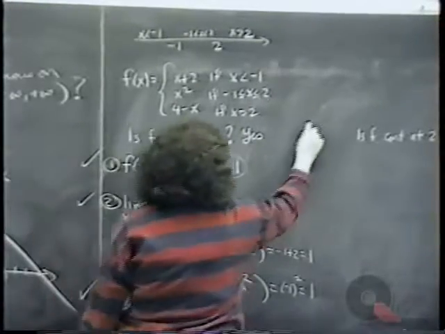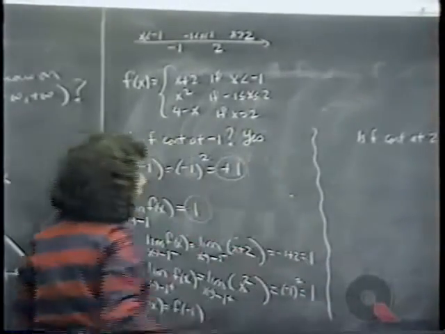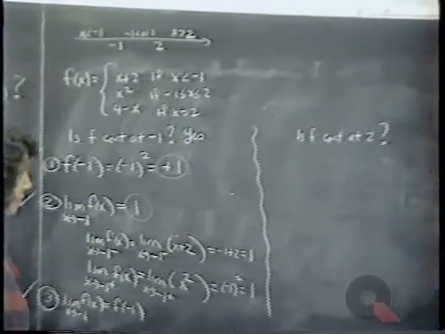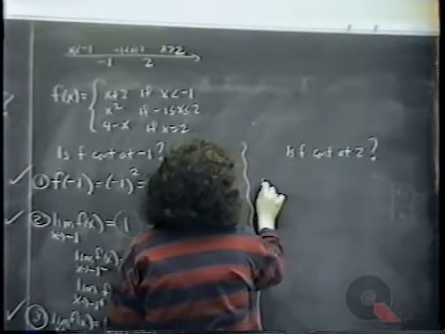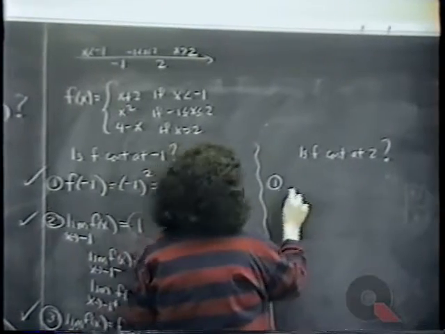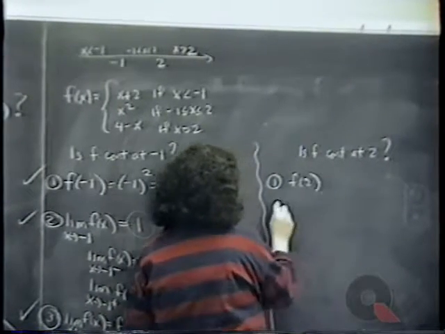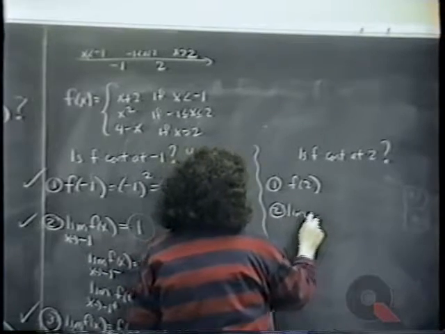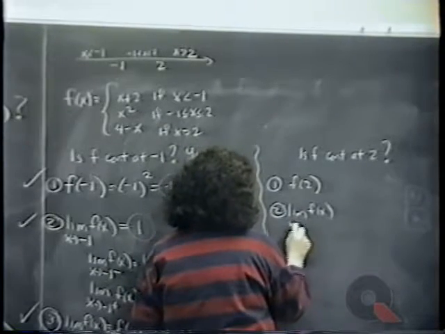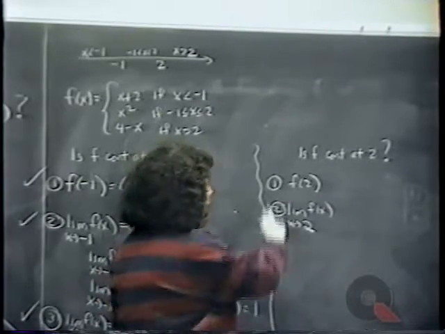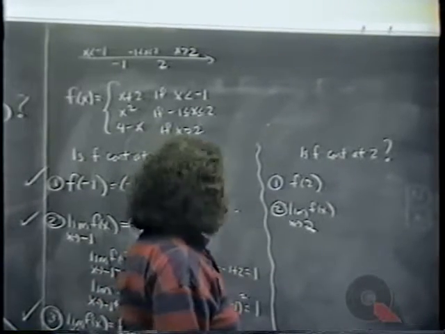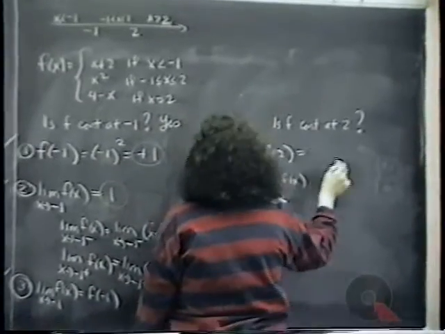Now let's look and see what happens at 2. Once again, we're going to map it out the same way. We're going to find f of 2 and look at the limit of f of x as x approaches 2. And if they're the same, then we'll say it's continuous. Well, what is f of 2?